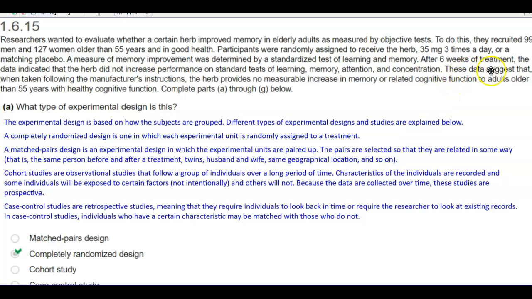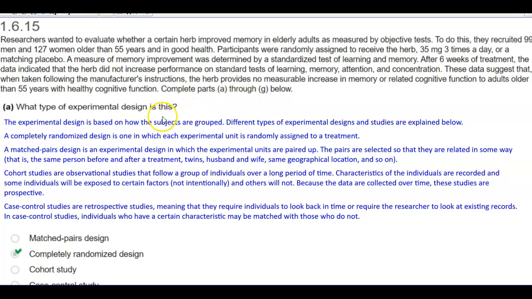After 6 weeks of treatment, the data indicated that the herb did not increase performance on standard tests of learning, memory, attention, and concentration. These data suggest that, when taken following the manufacturer's instructions, the herb provides no measurable increase in memory or relative cognitive function to adults older than 55 years with healthy cognitive function. We're going to complete part A through G below.